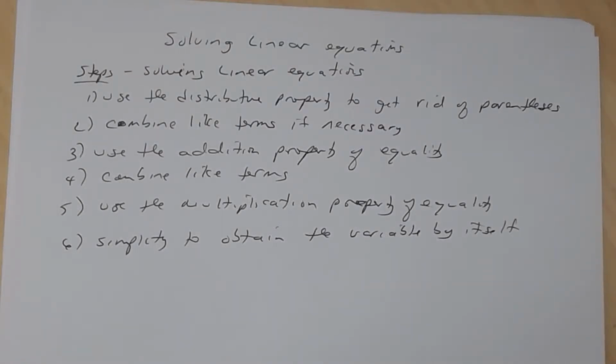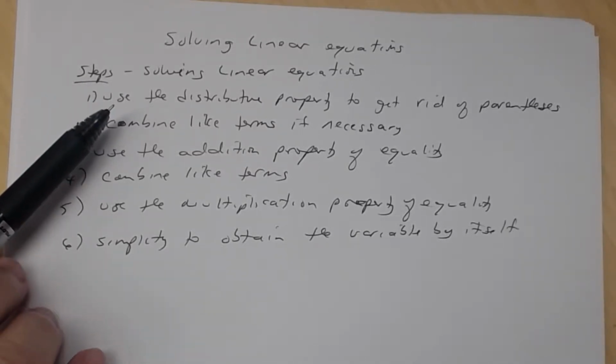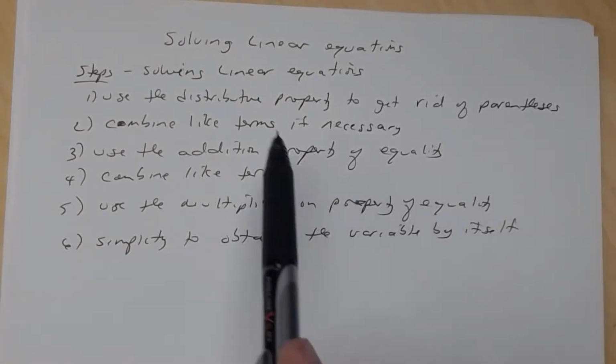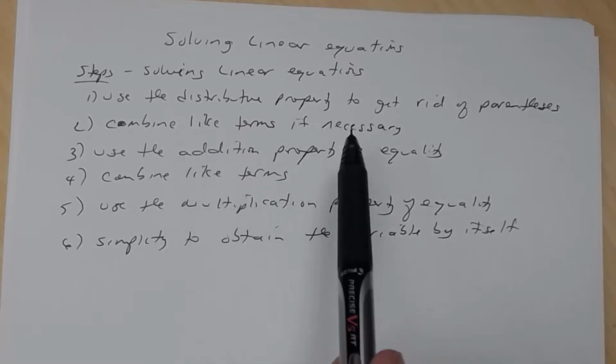Okay, so in this lesson we're going to solve linear equations, and as we go through the solving process, just be aware of all the steps that we're going to perform. So the first thing you want to do when solving a linear equation in these lessons that we're talking about is, if you have any parentheses, you want to use the distributive property to remove the parentheses.